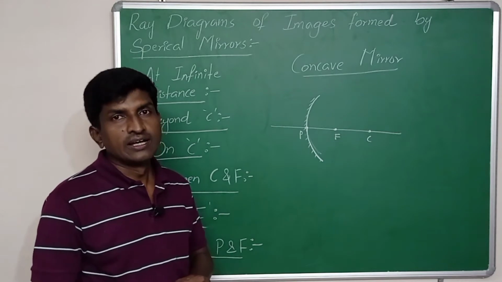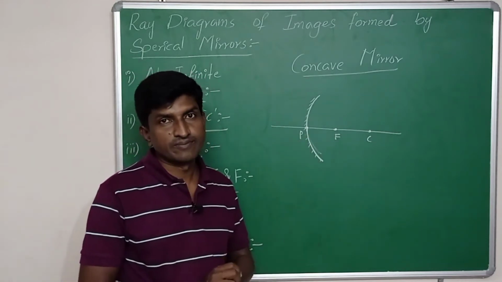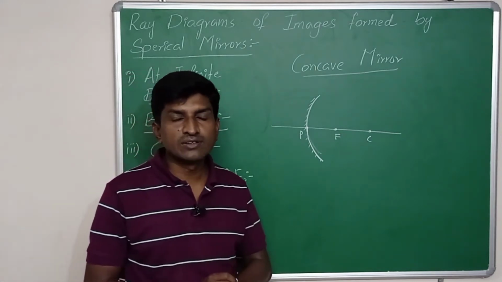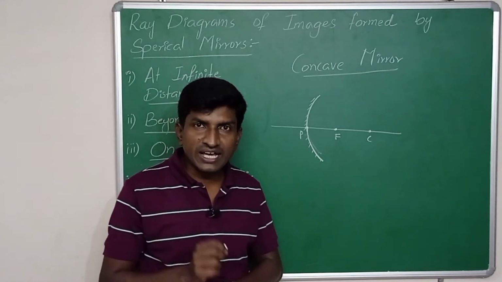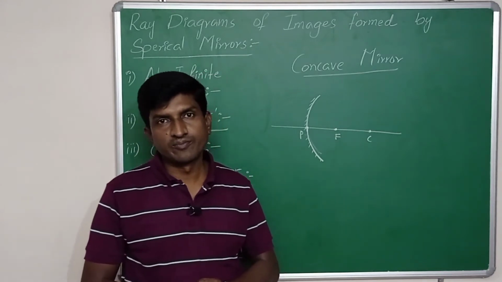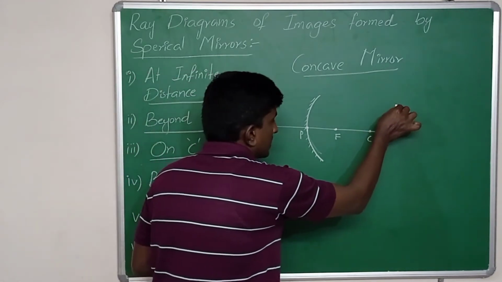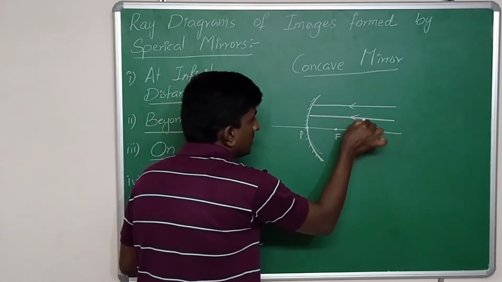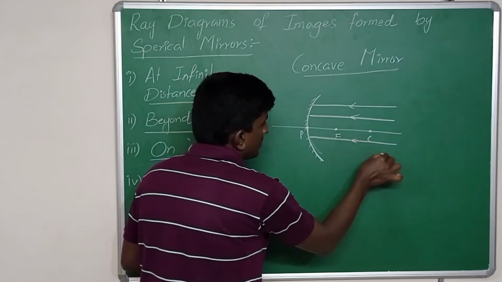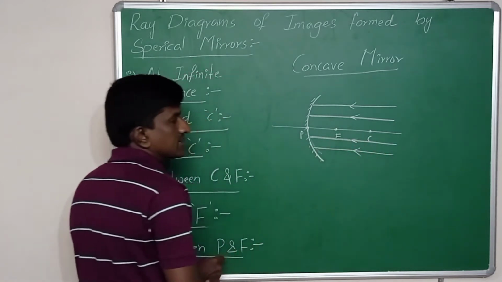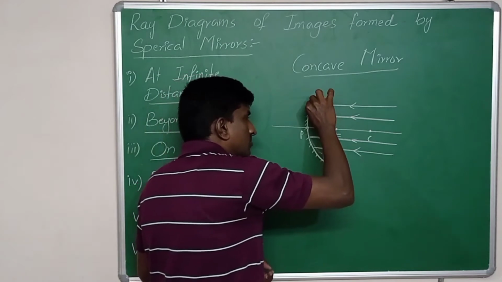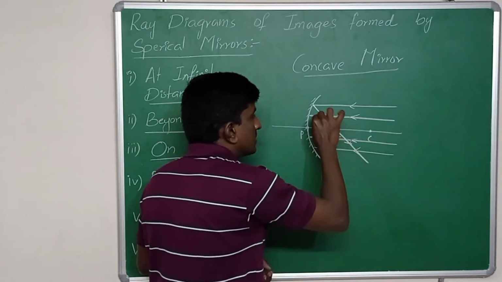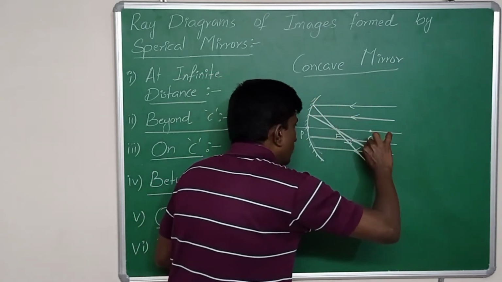If the object is at infinite distance, generally the light rays coming from the object are parallel to the principal axis. The light rays coming from the sun, which is very far from the earth, are taken as parallel when they reach the earth. So the light rays from infinite distance incident on the concave mirror are parallel to the principal axis, then they get reflected by the mirror, and we know that a parallel light ray, after reflection, passes through the focal point.